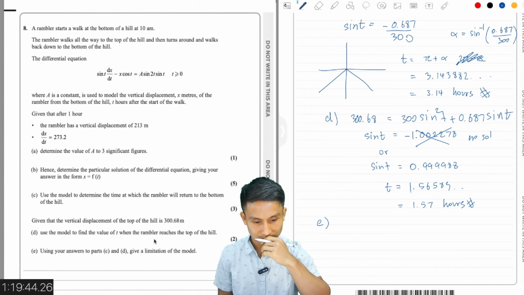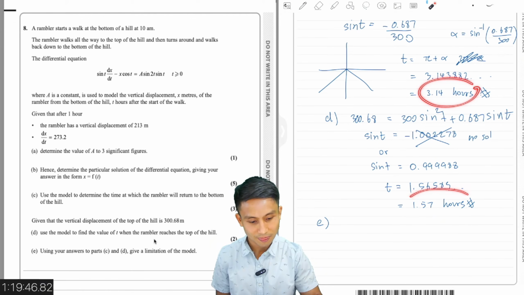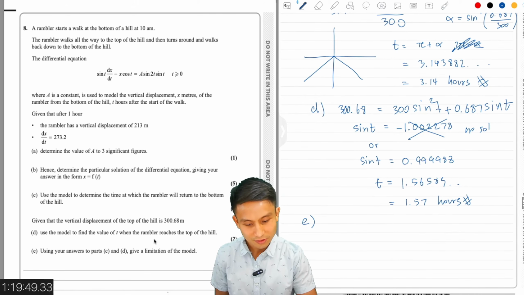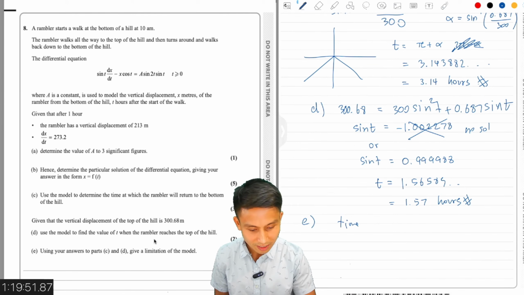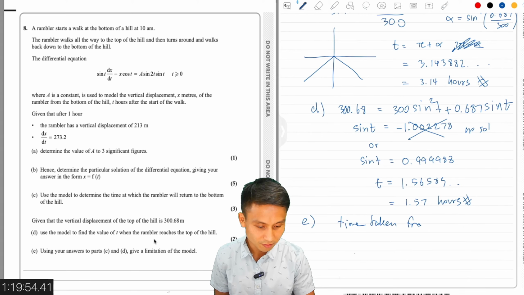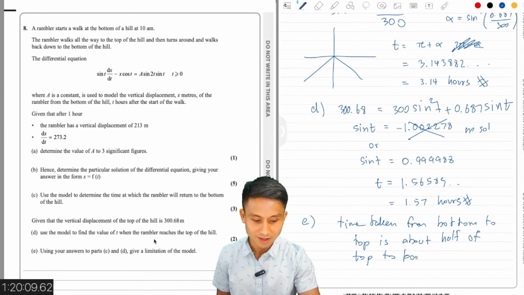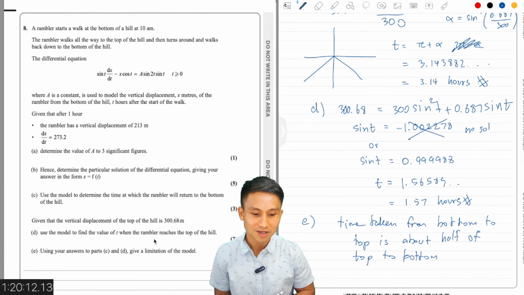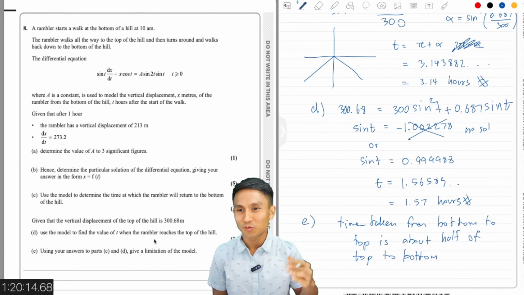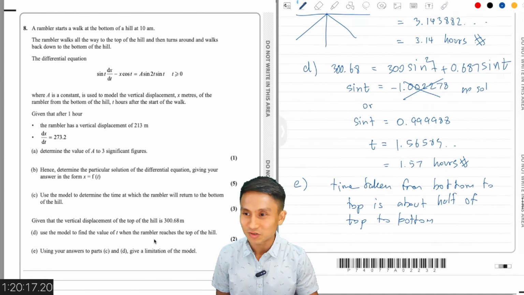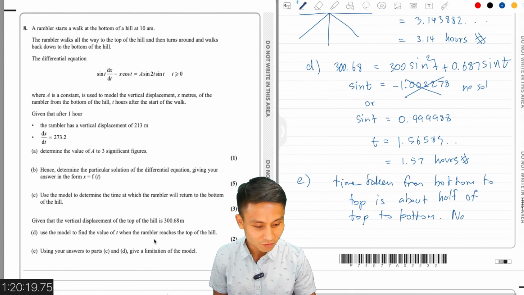1.5 hours. This is like double. Okay, I see. So the time taken from bottom to top is about half of top to bottom. You see, guys? I mean, if I'm right here, it's not realistic because you would spend more time going up than going down, because going up takes more energy. You have to defy gravity. Not realistic.